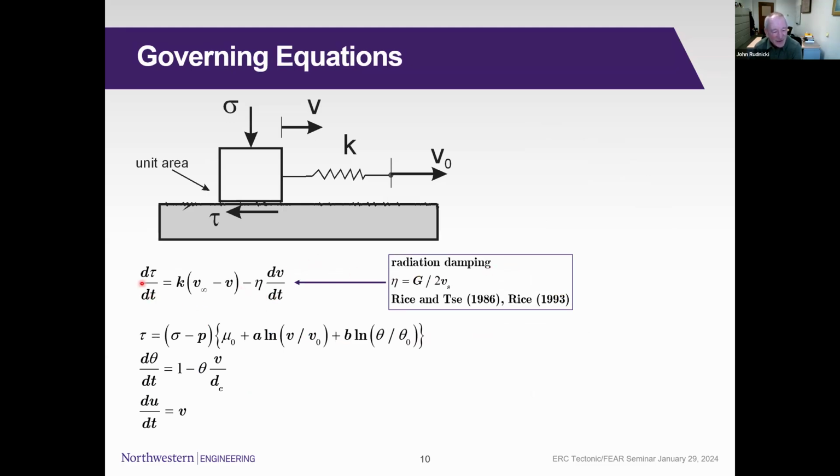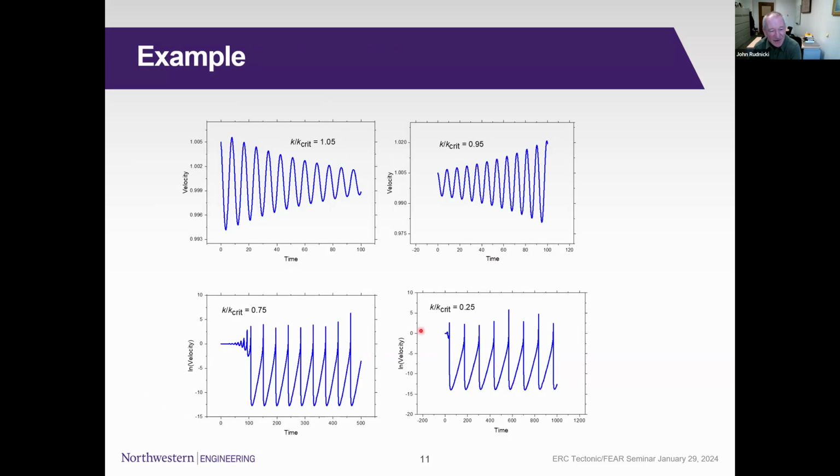If you write the equations for that, this is the F equals ma. However, the acceleration term is approximated by this radiation damping, which prevents solutions from becoming completely unbounded. And you can just plug these into MATLAB or MathCAD and solve them. An example of what happens is shown here. If K is slightly more than K critical, you get decaying oscillations. Slightly less, you get increasing oscillations. As K decreases, you begin to get these rapid slip spikes interspersed with times of very slow velocity. So, a sequence of earthquakes.